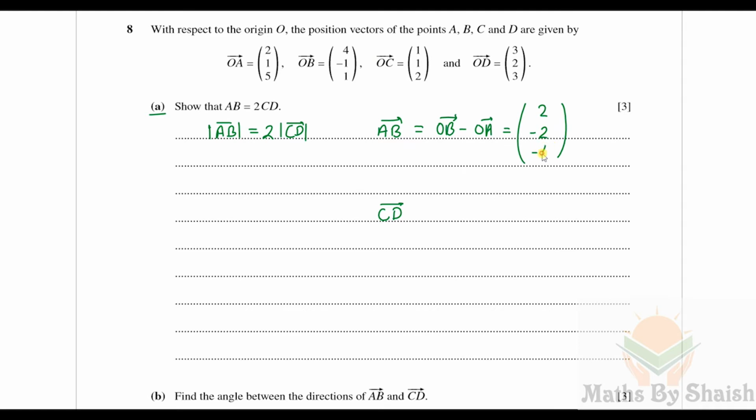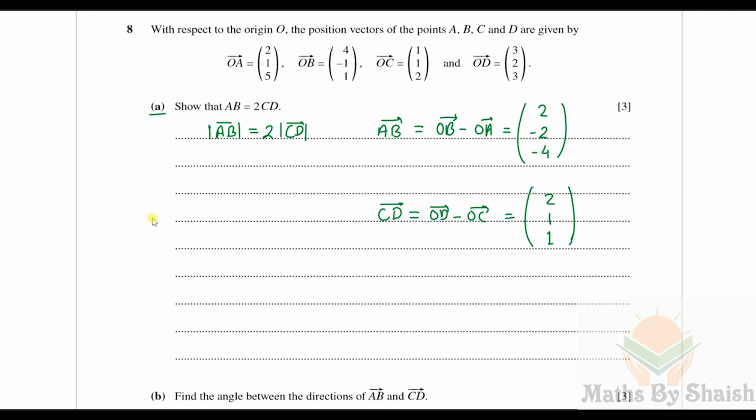So the AB vector is (2, -2, -4), and the CD vector is going to be the OD vector minus the OC vector. Again we'll subtract OD minus OC: 3 minus 1 is 2, 2 minus 1 is 1, 3 minus 2 is 1. So now we'll calculate AB and CD.